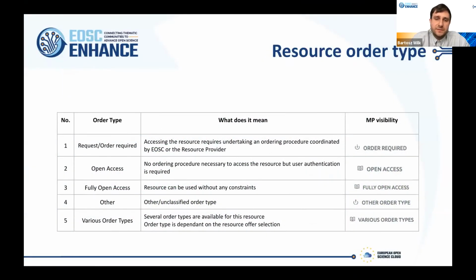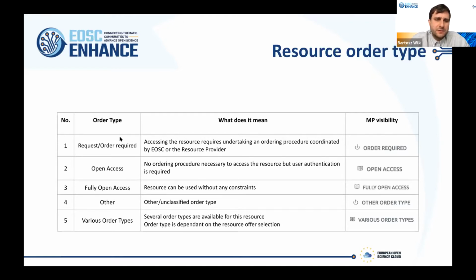There are many types of order type or access type that are suited for resources presented in the resource catalog of EOSC Portal. The order type is reflected on the resource list, so you can always tell by the analysis of the search results which type of the ordering method is represented by a service or resource.